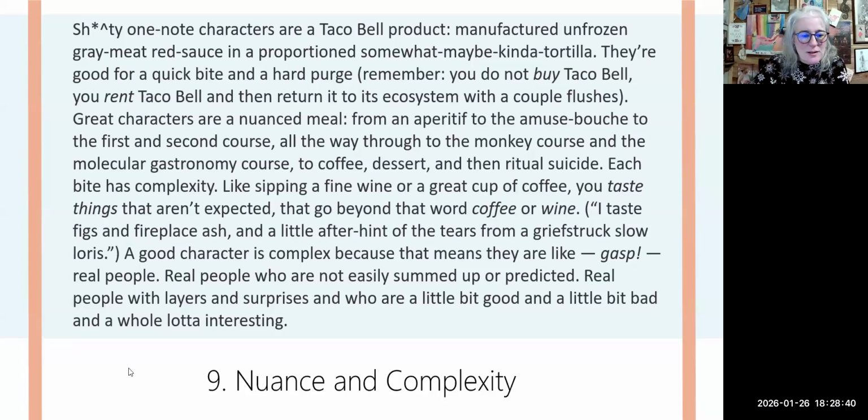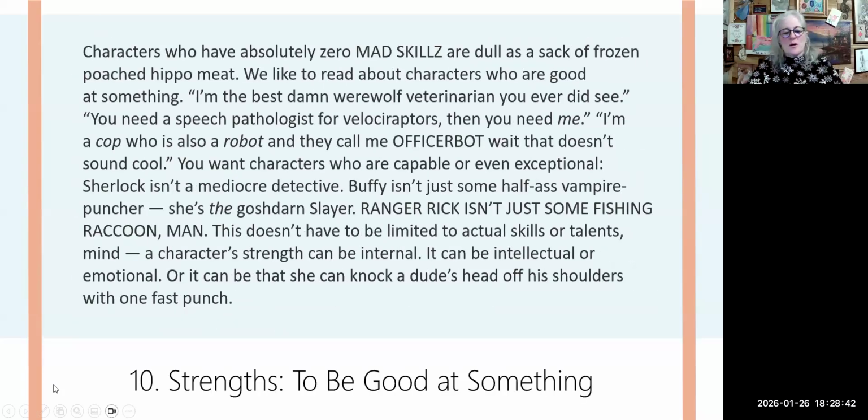Wow, why does that not want to click? There we go. Strengths. To be good at something. Characters who have absolutely zero mad skills are dull as a sack of frozen poached hippo meat. We like to read about characters who are good at something. I'm the best darn werewolf veterinarian you ever did see. You need a speech pathologist for velociraptors, then you need me. I'm a cop who is also a robot, and they call me Officer Bot. Wait, that doesn't sound cool.